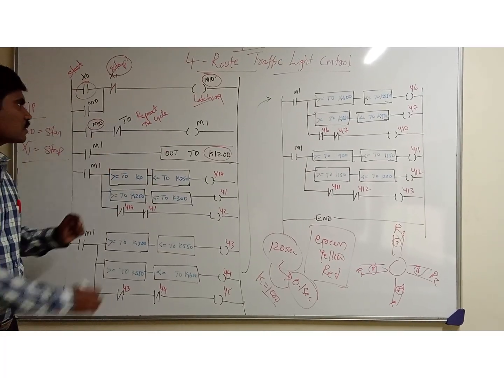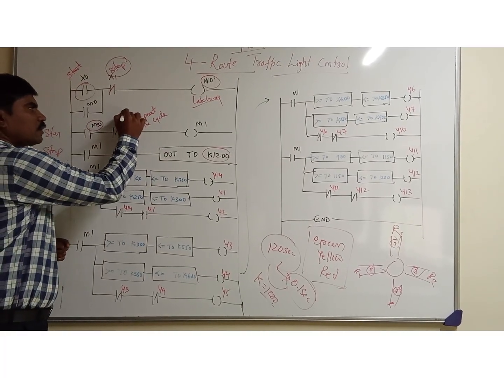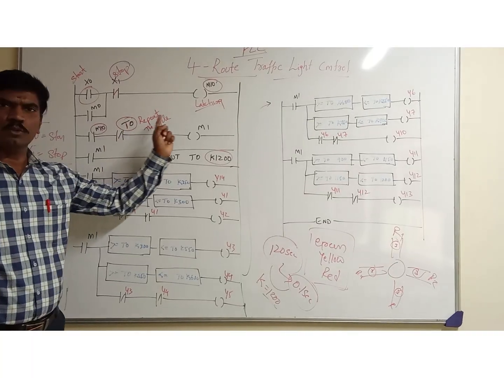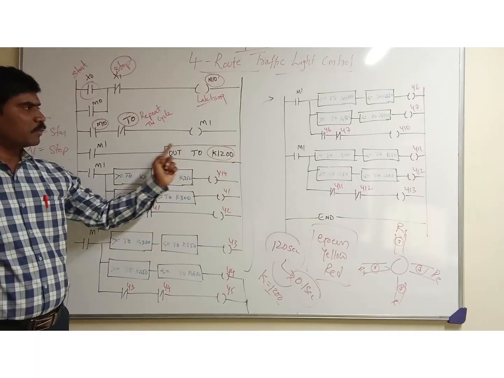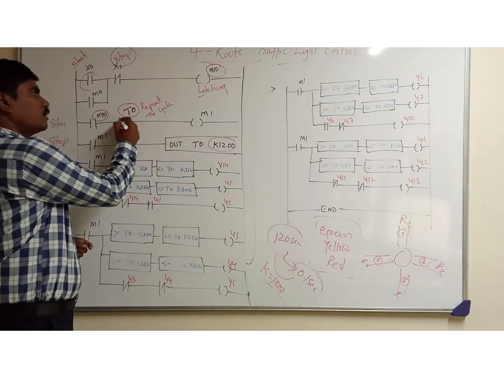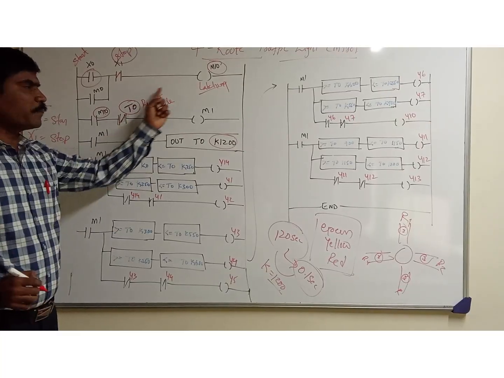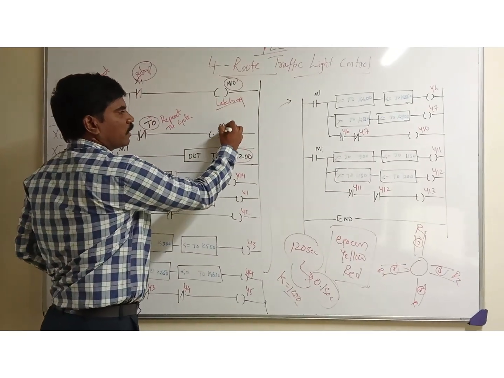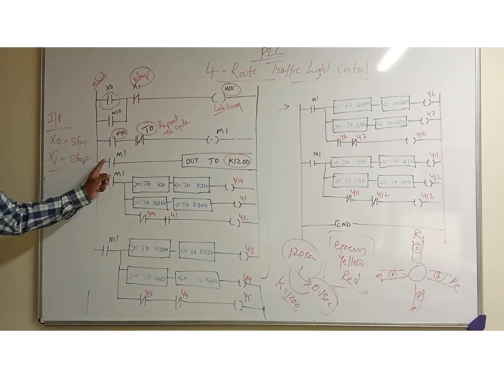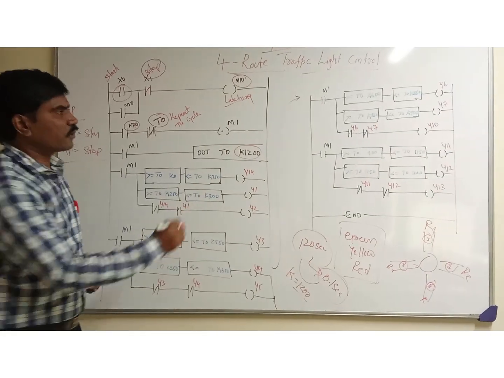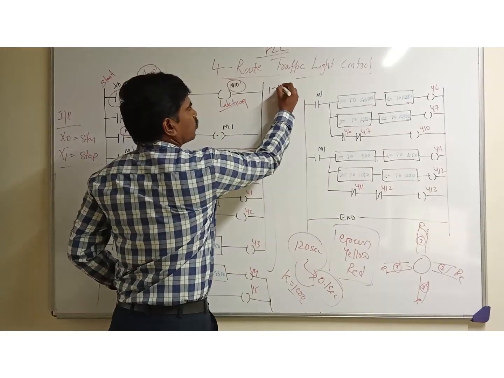The same output, M10, we use here to start our next rungs. In the next rung we used M10 and T0. T0 I used here to repeat the cycle. Once the 120 seconds are complete, it has to start once again. That's why I used a normally closed contact here to repeat this cycle. Afterwards I used one more memory bit, M1, to start our timer cycle. Once the timer cycle starts, it will count from 1 second to 120 seconds.